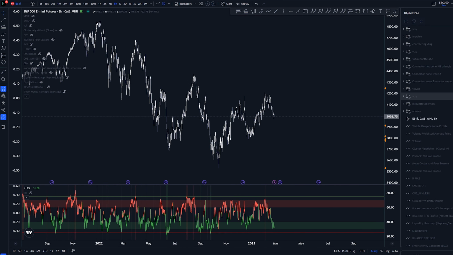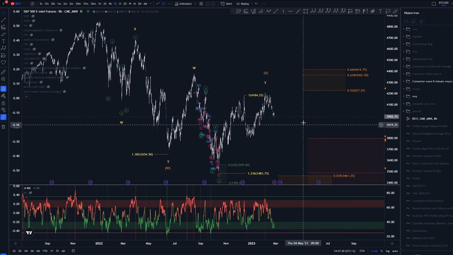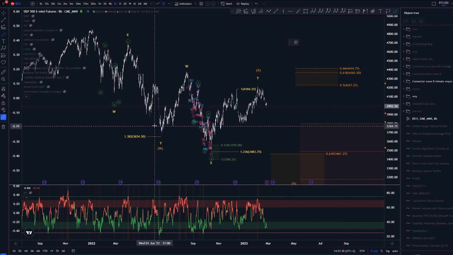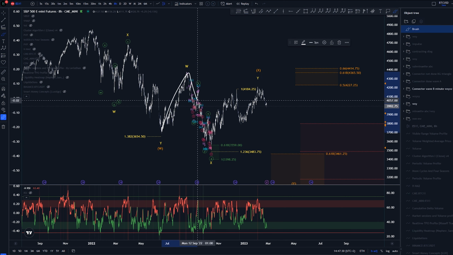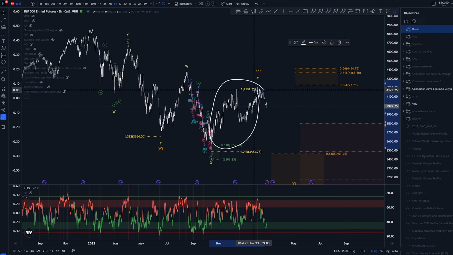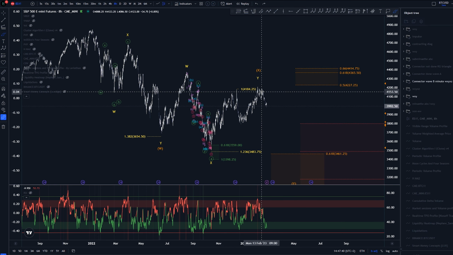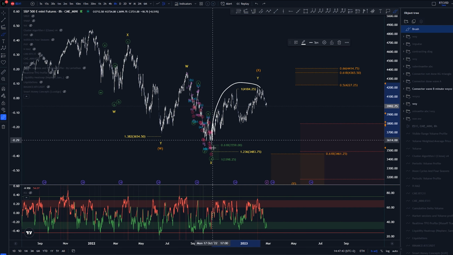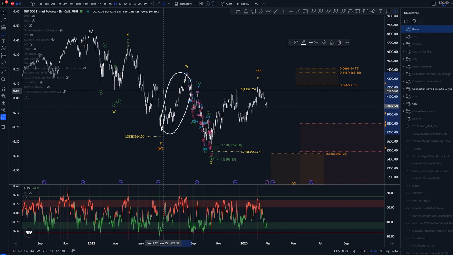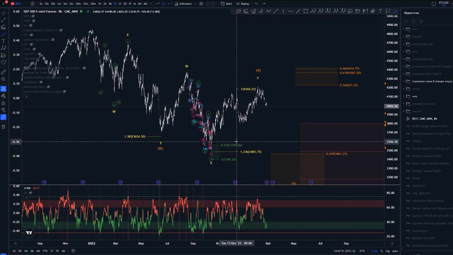For the larger degrees, the main idea has been not that one, but this one, where we had potentially completed this wave Y. And yeah, that is basically that. W, X and Y. Not too bad of a look. I don't think wave Y should be continuing too much higher based on this count, because at this point, wave Y is already larger in price and in time than wave W here. So again, we don't really need to be expecting that too much.